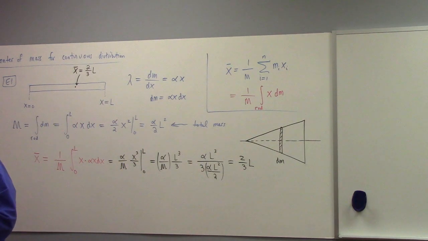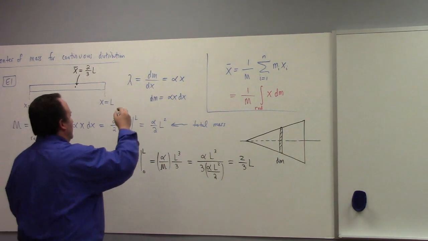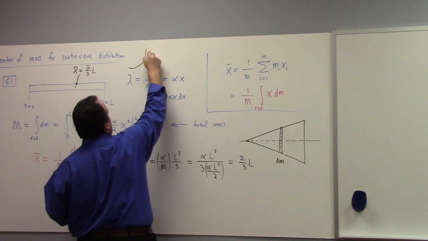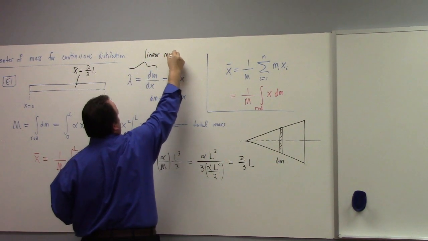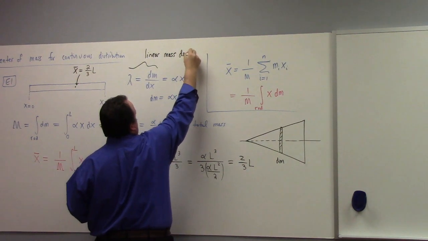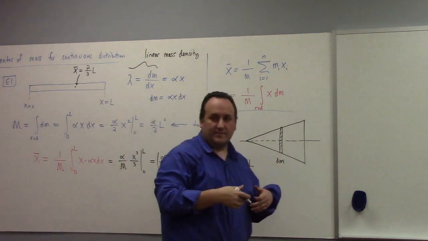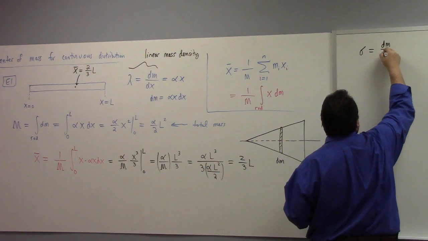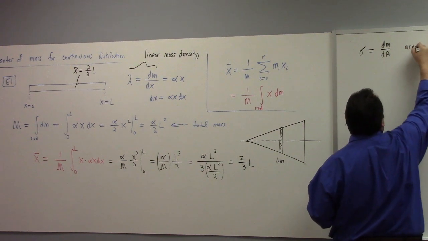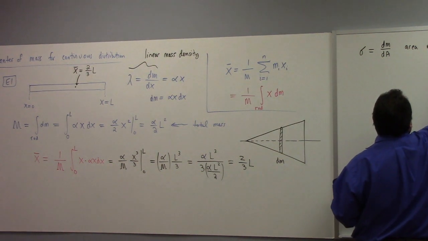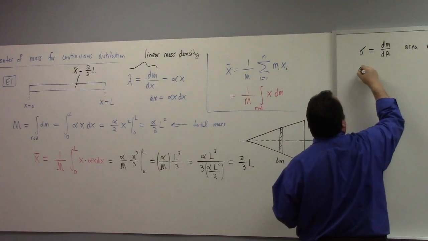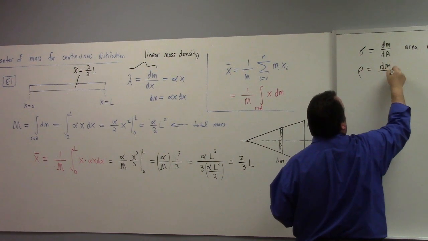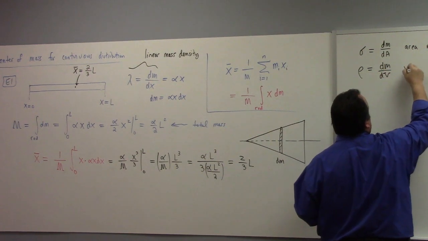Yes, sir? So density equals dm/dx. What does dm/dx mean there? Mass per unit length. So this is so-called linear mass density. In principle, you could also talk about, and this is typical notation, sigma, which is often dm/dA. This would be area mass density. Or you could talk about rho, which is dm/dV. That would be volume mass density.